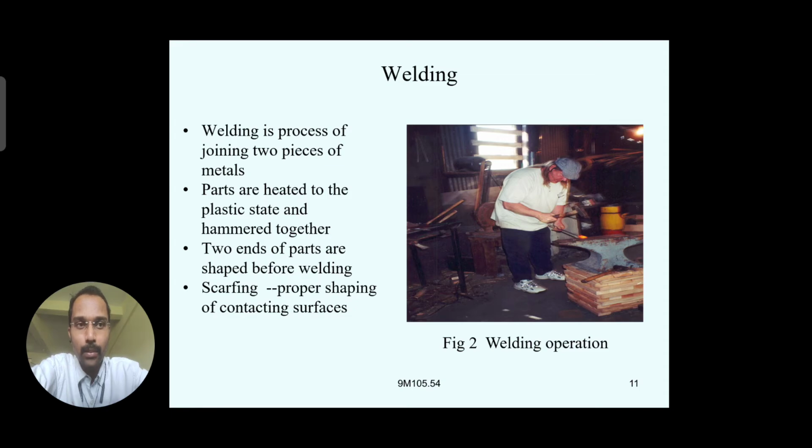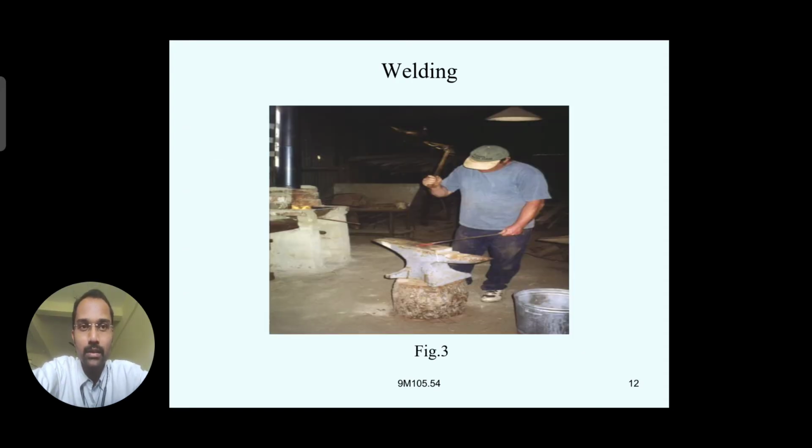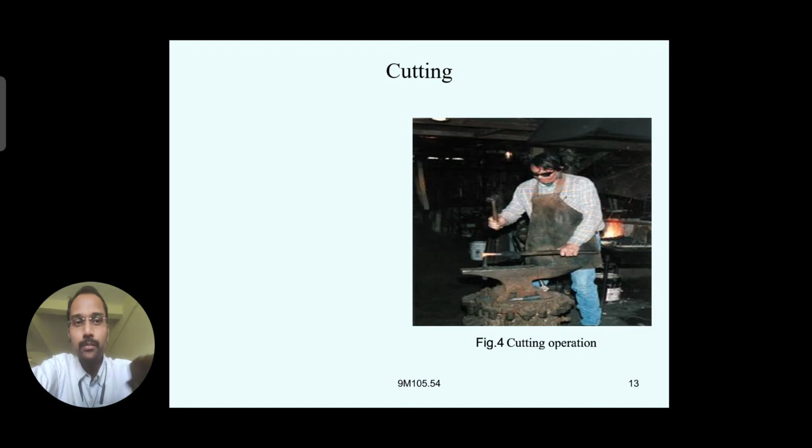That shaping process between the two contacting surfaces or two contacting workpieces is named scarfing. Remember that word, scarfing. Okay, proper shaping of the contact surfaces. After that the welding can be done by striking between the two parts, and they can get welded to each other. Next one is the cutting operation. For cutting, I think you remember the tools which are used to cut the hot metal or the cold metal or cold workpieces.